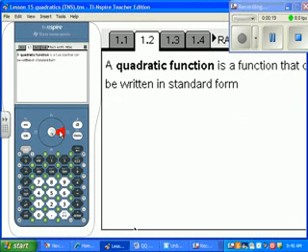Go to the next page. A quadratic function is a function that can be written in standard form. Does anybody know what the standard form for a quadratic is? No? Okay, the form that I want you to remember, you're going to type this in or write it down: y equals ax squared. Remember to put in your caret before you put in the x. That way it'll come out correctly. Plus bx plus c.